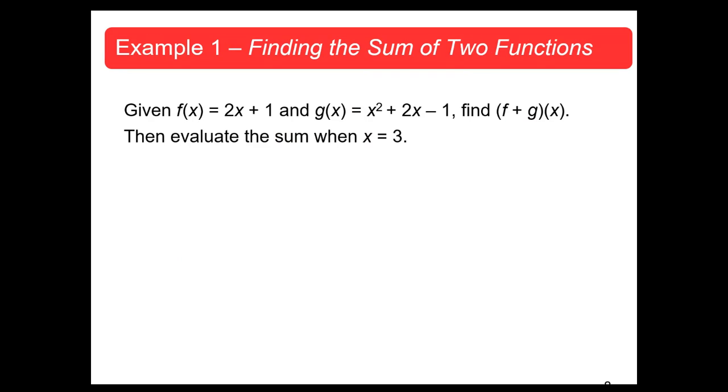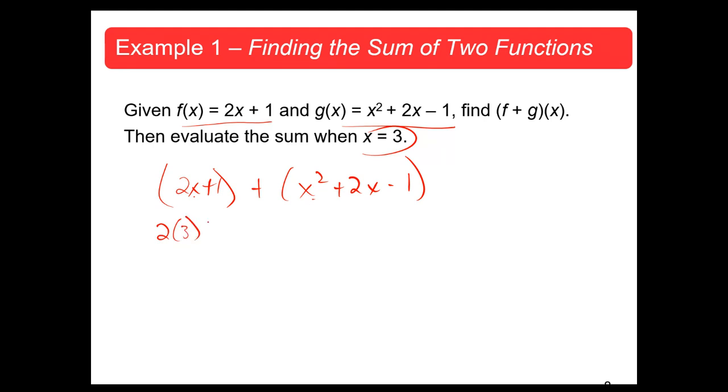So this next one, we're going to take these two functions, and we're going to find f plus g of x, and then we're going to plug in 3. So we're adding the two functions together. So 2x plus 1 plus x squared plus 2x minus 1. And it says when x is 3. So I can replace each of these x's already. So it'll be 2 times 3 plus 1 plus 3 squared plus 2 times 3 minus 1.